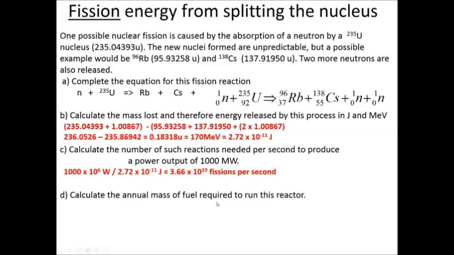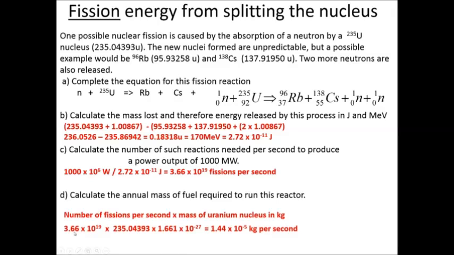Now we can work out how much mass we need to run this reactor if we've got that many fissions per second. So the number of fissions per second times the mass of a uranium nucleus in kilograms. Well, we know that's 3.66 times 10 to the 19, just worked out. This is the mass in U. Convert it to kilograms by multiplying by 1.661 times 10 to the minus 27, which gives us an amount of fuel of 1.44 times 10 to the minus 5 kilograms per second. Then if we factor that up with 60, 60, 24, 365.25, I've done 365 and a quarter days in a year, it gives us 452 kilograms per year.